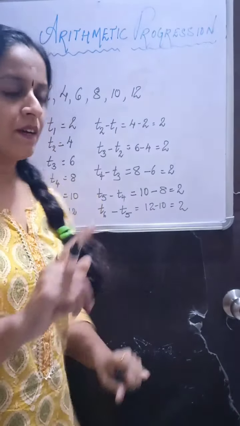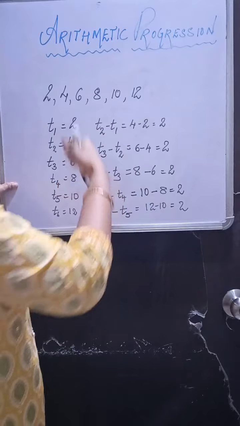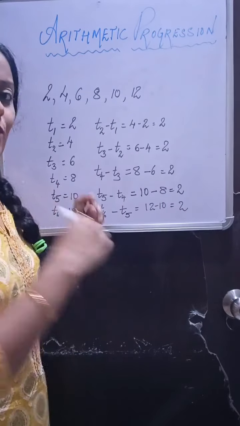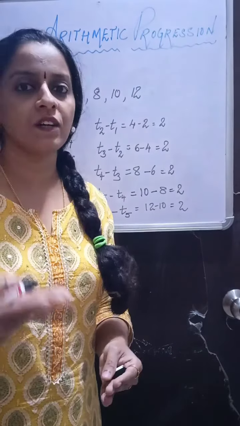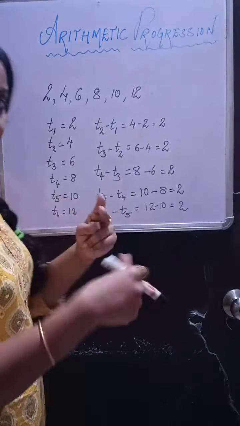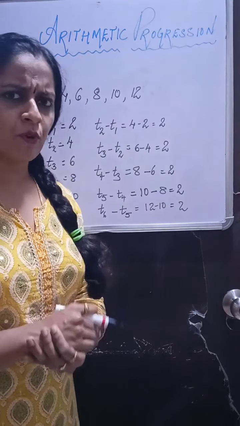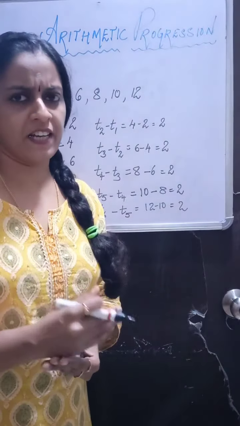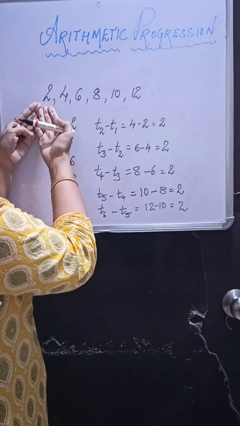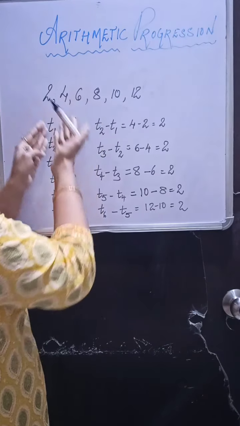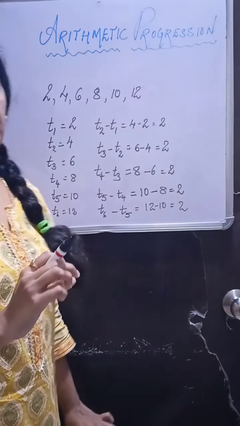This is one type. That means, for the second number, what will be its previous? The first. The third's previous is the second. Where a number subtracted from its previous term is a constant. That is one. The second way we can explain arithmetic progression is that it can also be defined as a sequence of numbers where a number added by a certain amount will give me the next number.